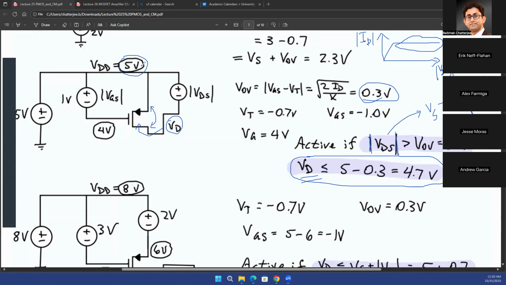All right? So that's the only thing that you need to keep in mind when you are dealing with PMOSs: just take the absolute value in all the equations that you have learned till now for either DC analysis or AC analysis.